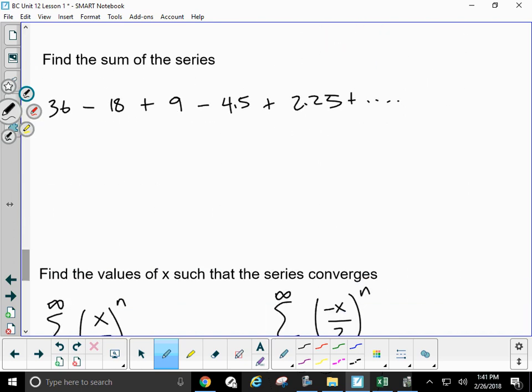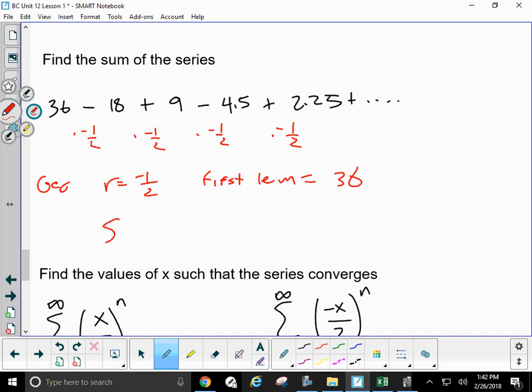This guy, not giving you summation notation, but instead you can notice that we're multiplying by -1/2 to get the next term. Because you see that, you realize, oh, this is a geometric series. We know that R is -1/2. My first term is 36. I can find my sum. It's 36 divided by 3 halves. That's 36 times 2/3. So that's 12 times 2, which is 24.